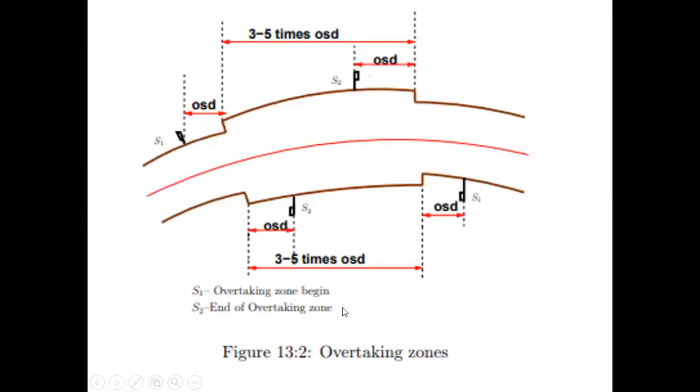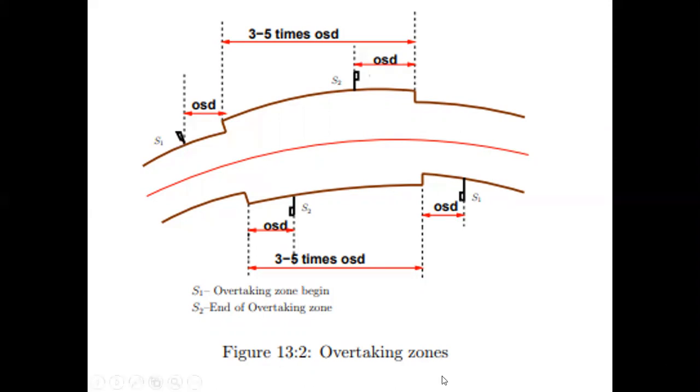And then, coming to the overtaking zone, that is very important. On some road stretches, the driver will not be able to overtake, because he will not have sufficient side distance to overtake another vehicle ahead of him. In such cases, for selected road stretches, they will provide something called overtaking zones.